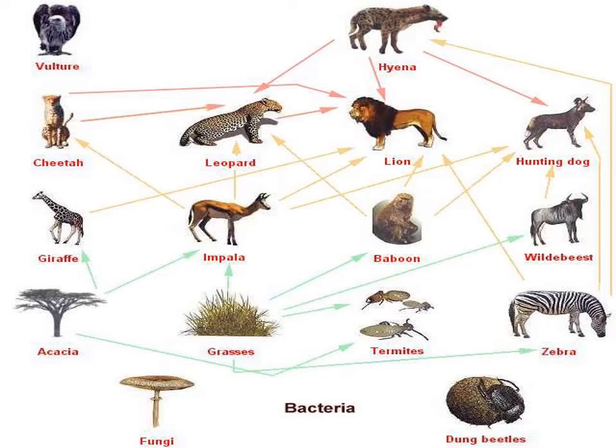So once again, remember the arrows point in the direction of energy flow. So the acacia is not eating the impala. The energy is going from the acacia tree into the impala. So a food web is a complicated form of a food chain, and it shows all the different ways that energy can actually flow.